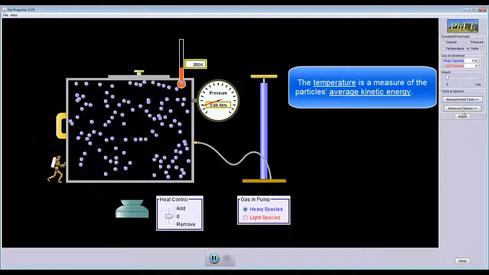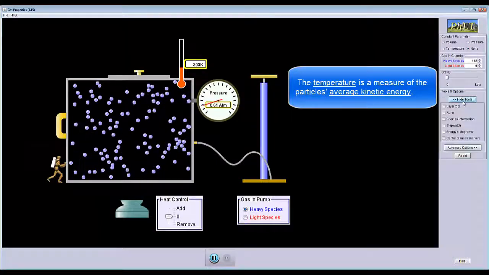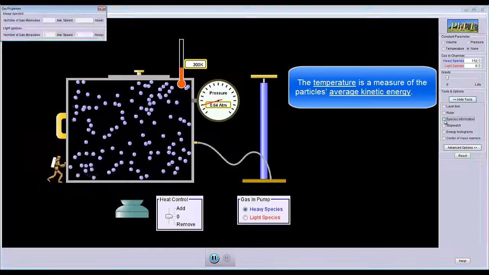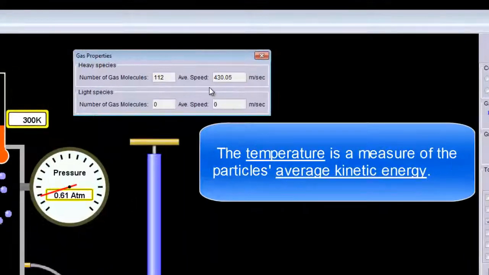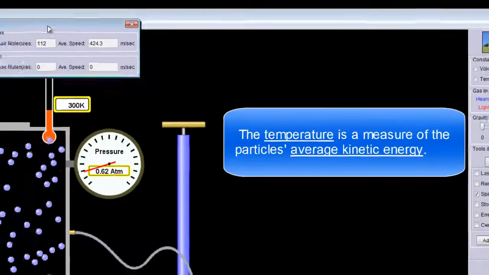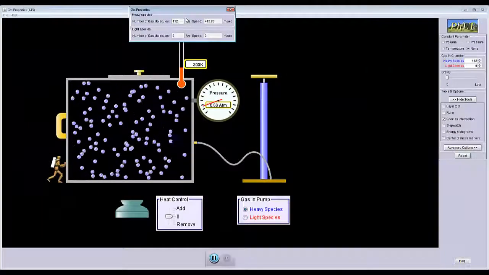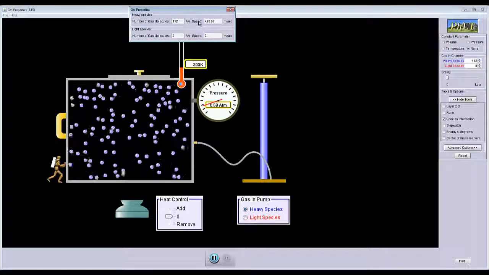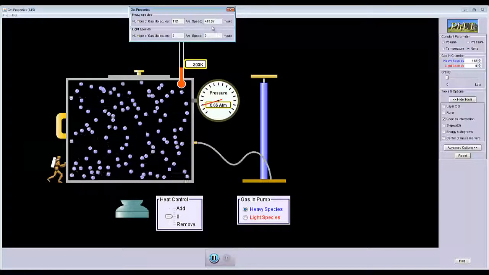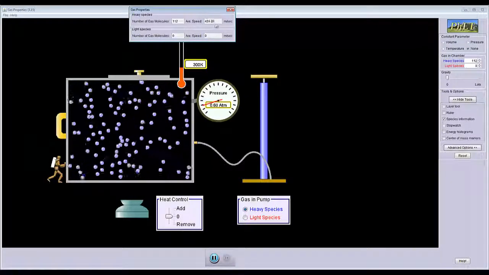And what we can do is just click on measurement tools here and add species information. And what we can see here is that we have 112 molecules, but more interestingly, their average speed is close to 430 meters per second. It fluctuates a bit, and again, that's because we don't have enough particles for the statistics to be quite right. But the average speed, of course, is related to the kinetic energy by E equals half mv squared. And so you can see that the average speed relates to the average kinetic energy.